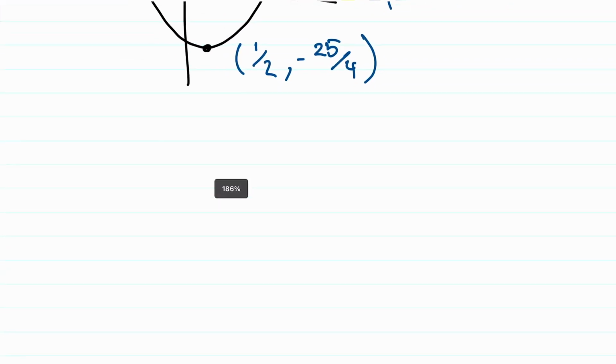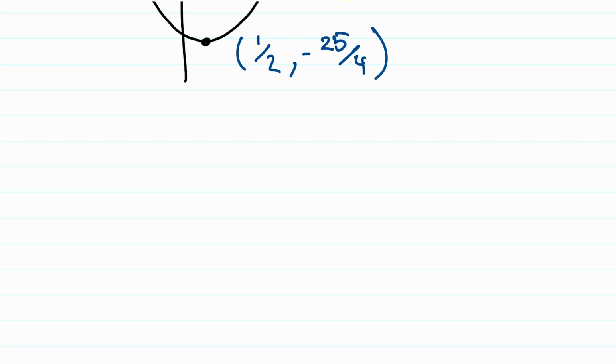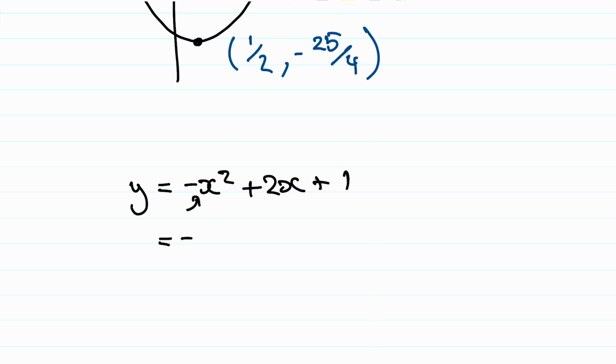So let's repeat that, but for a different example then, just using completing the square. So let's say now we had a different example, maybe y is negative x squared plus 2x plus 1. If we complete the square on this, it's a bit of a more tricky example because we have this negative sign, but to start off with we might want to take the negative sign out completely, so we'd get minus (x squared minus 2x minus 1).